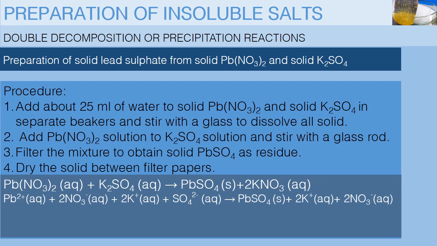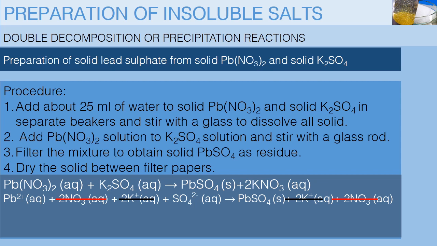When you look at this equation, we have ions that appear on both sides. For example, nitrate ions appear on both sides of the reaction. Again, potassium ions appear on both sides of the equation. These are called spectator ions because they don't take part in the active formation of lead sulfate. And hence, we cross them out as follows. Cross out the nitrate, cross out the potassium ions, and we are left with an ionic equation.